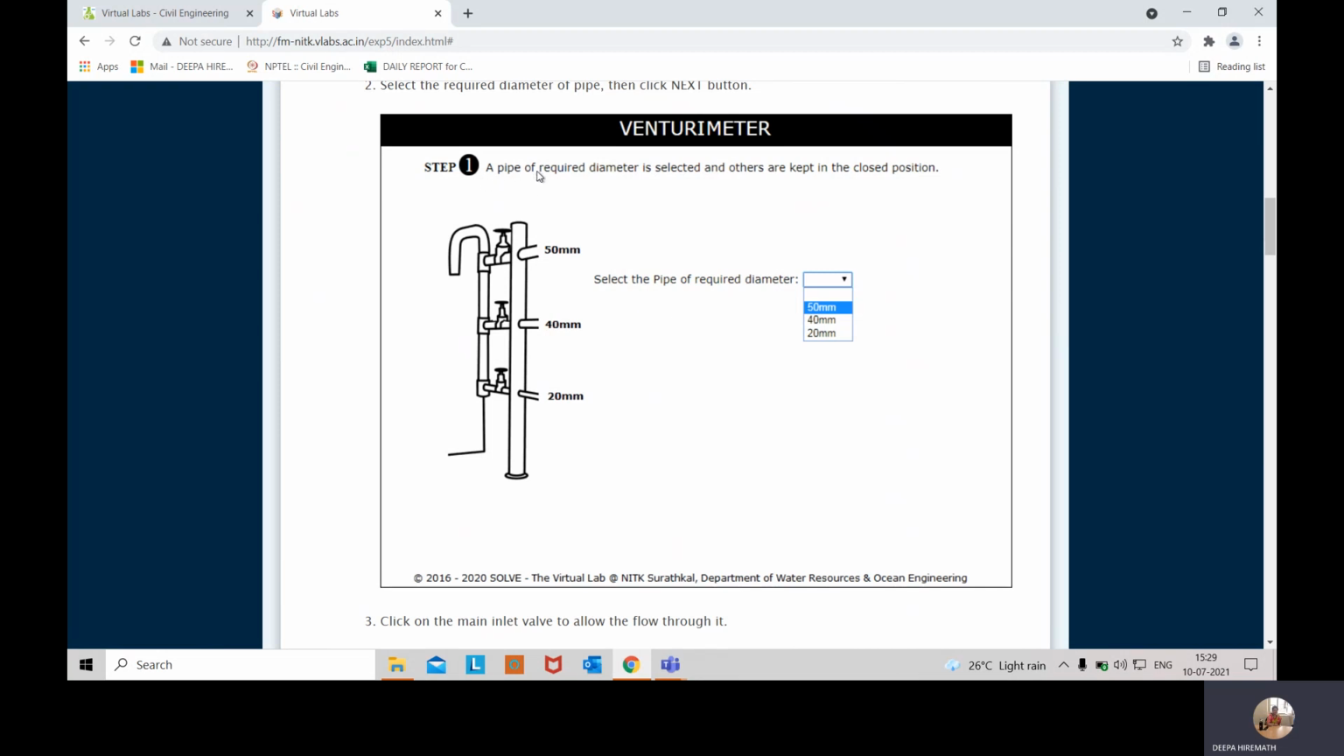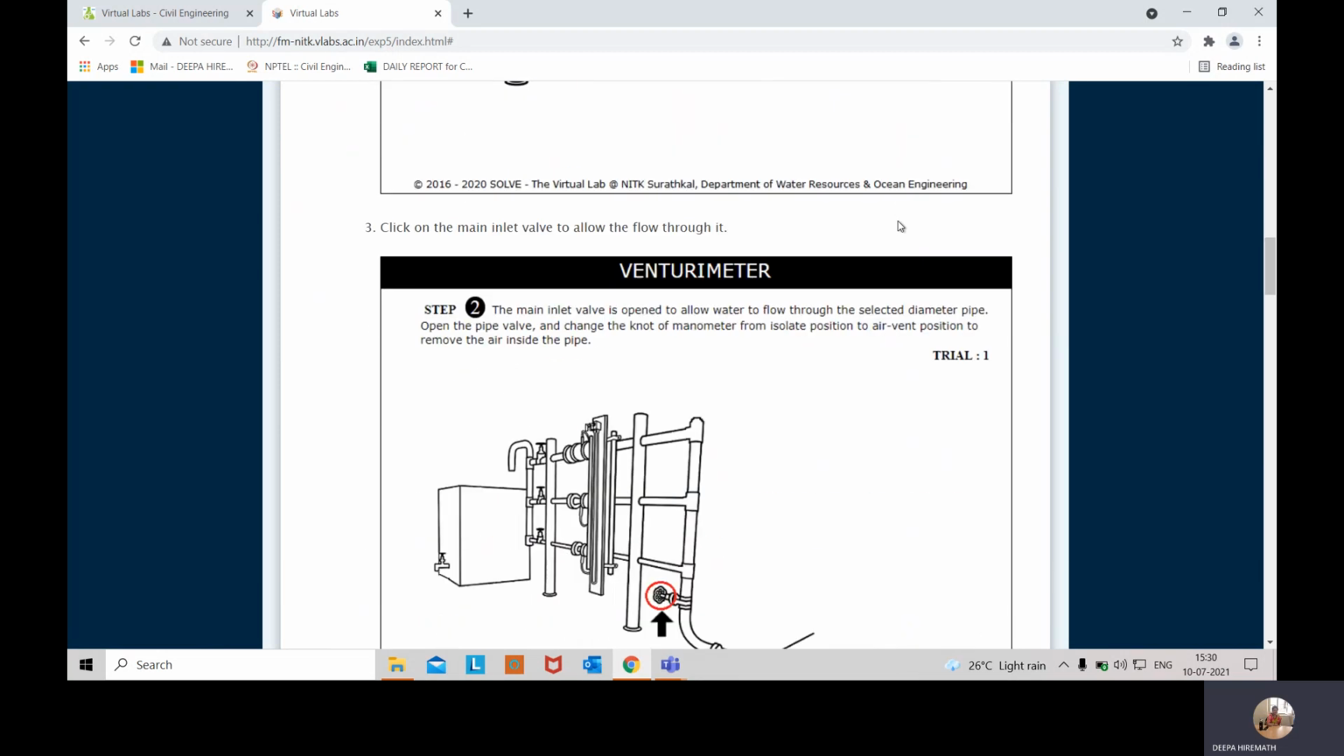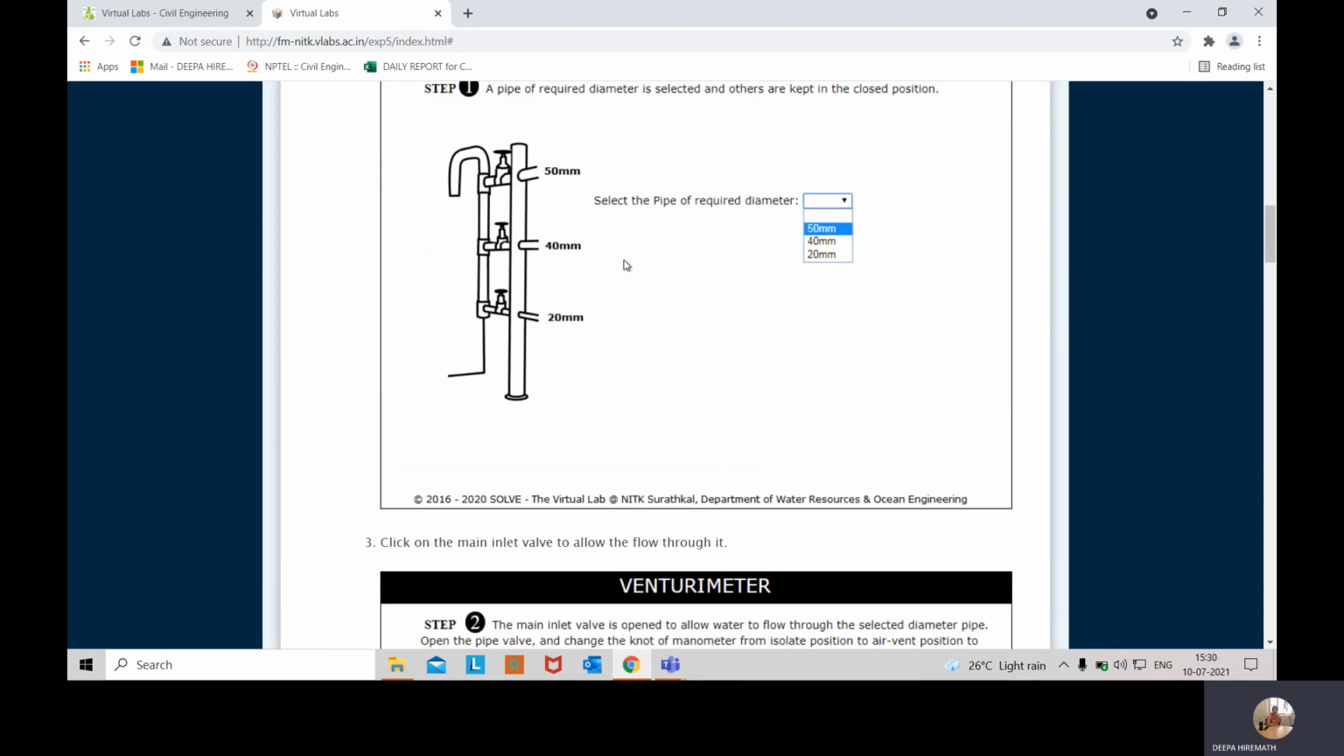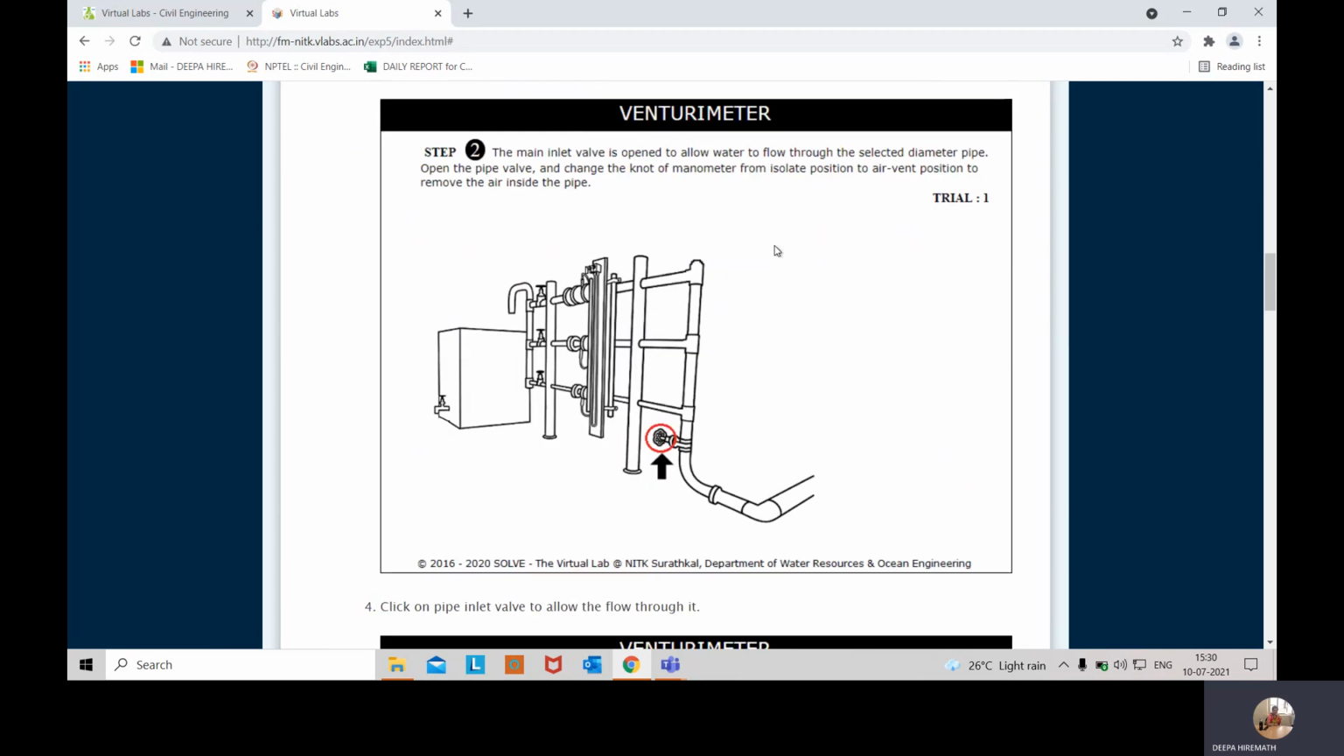In step 1, a pipe of required diameter is selected, others are kept in the closed position. So here we have 50 mm, 40 mm and 20 mm diameter pipes, and we are going to select the pipe of required diameter. Then we are going to proceed with the experiment.